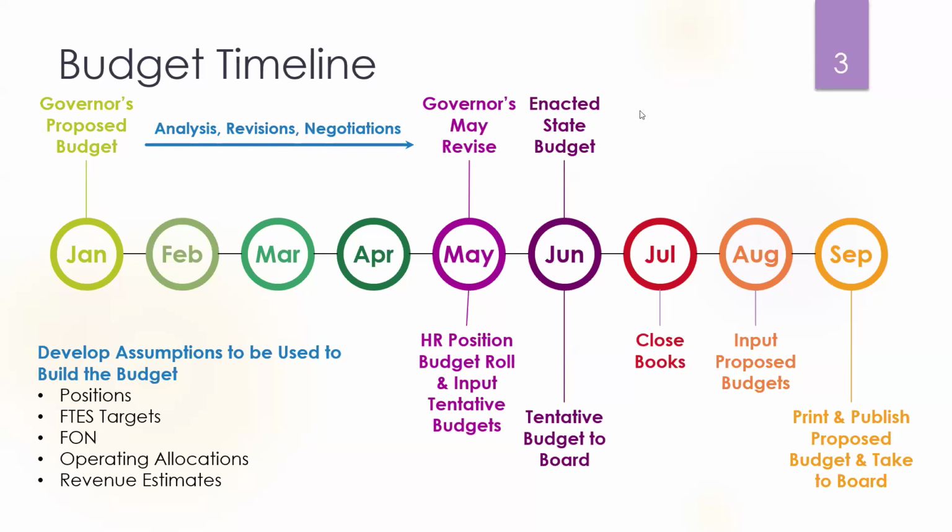What's COLA going to really look like? We won't know until that budget is enacted. What are any additional resources that might be coming through for community colleges? We won't know until the state budget is enacted. And we also take our tentative budget to the board at that point, and then we start rolling toward the actual budget. So I know it seems really weird.